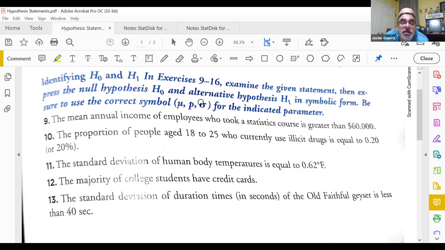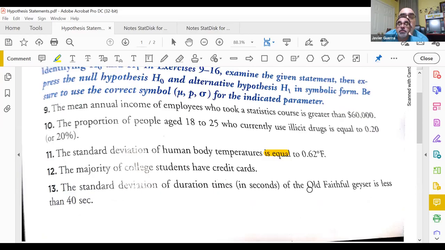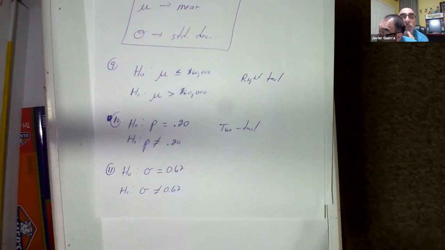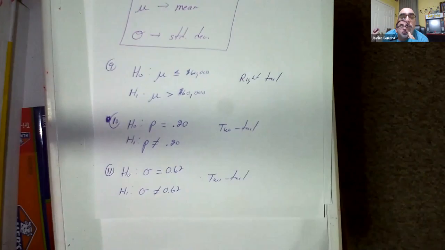Yes, that's correct. Standard deviation uses the sigma. All right. Now, what's the inequality symbol that we're going to use for number 11? That's right. Equals. Equals goes on the H0. I'm going to put sigma equals 0.62. Let me share. This is what I have, my little friends. Therefore, the other one must be sigma not equal to 0.62. Yep, that is correct. Someone said it belongs to the two-tailed set.